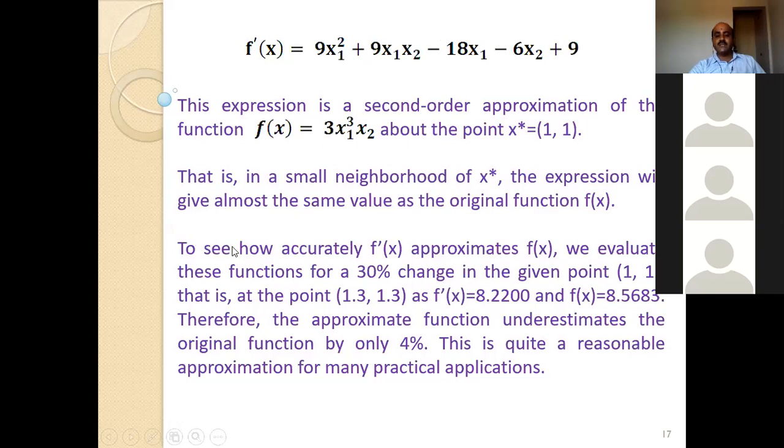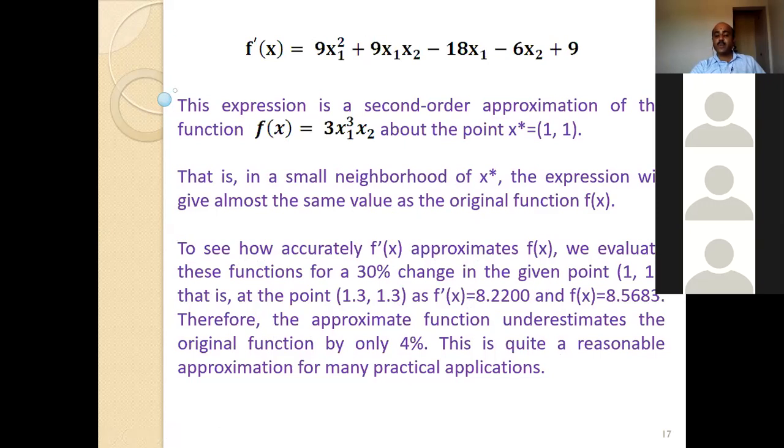That is, in a small neighborhood of x star, the expression will give almost the same value as the original function f of x. To see how accurately f dash x approximates f of x, we evaluate these functions for a 30% change in the given point 1 comma 1, that is 1.3, 1.3. f dash x will give 8.2, and f of x will give 8.56. Therefore, the approximate function underestimates the original function only by 4%.